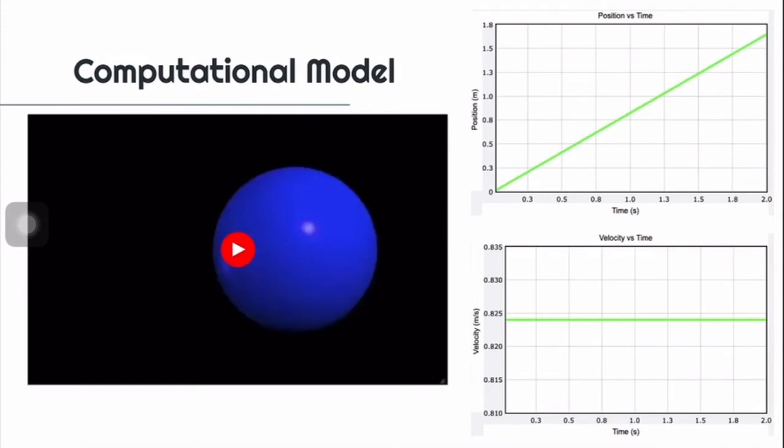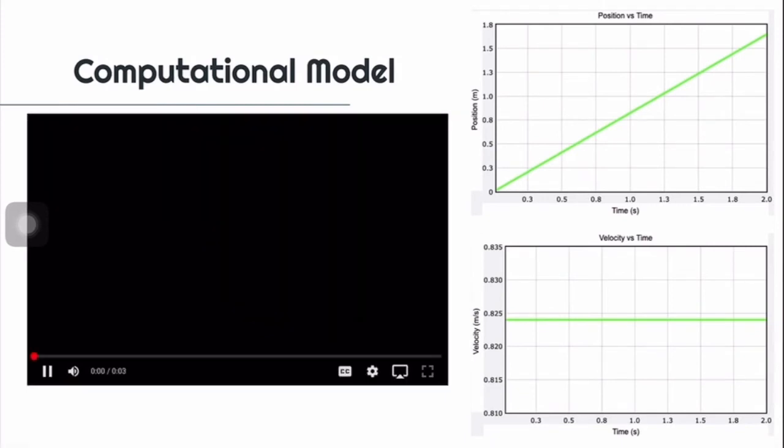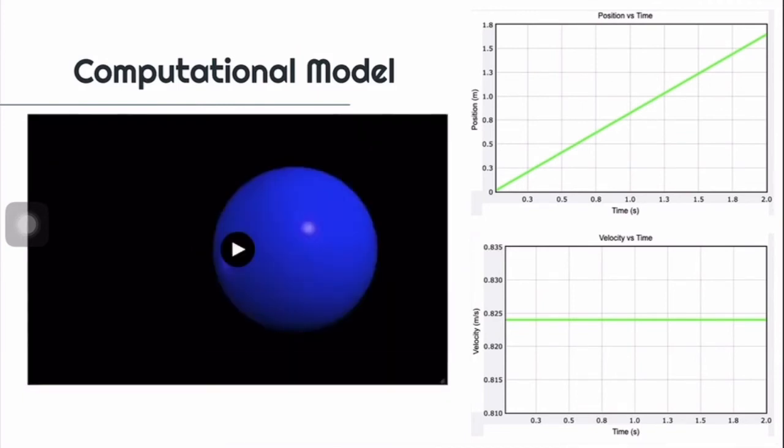Onto the computational model. The computational model is seen moving at a constant velocity and position. The yellow dot is the object at its initial position, and it moves constantly. Both graphs show that the object had the same constant velocity and position as seen on the position versus time graph, as well as the velocity versus time graph.